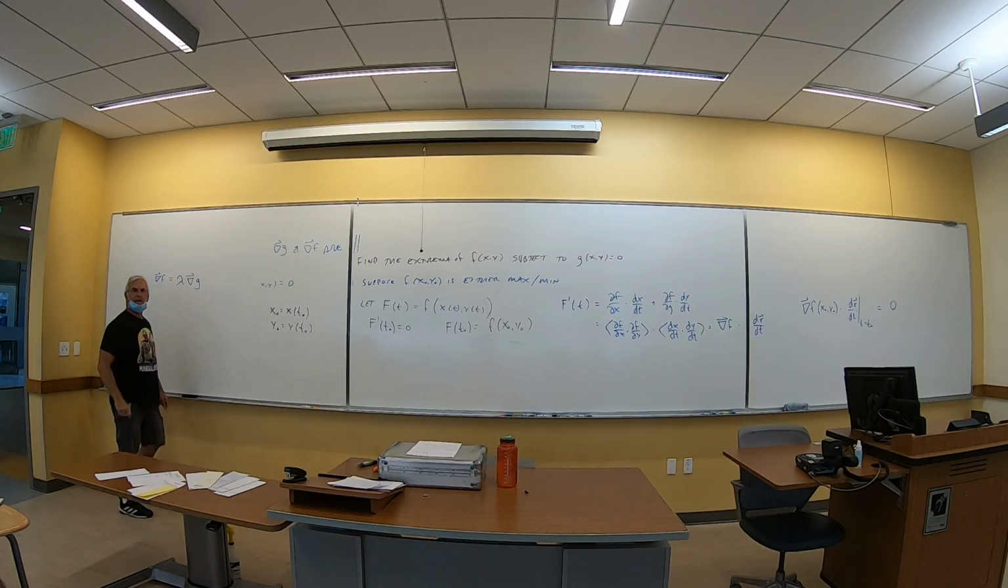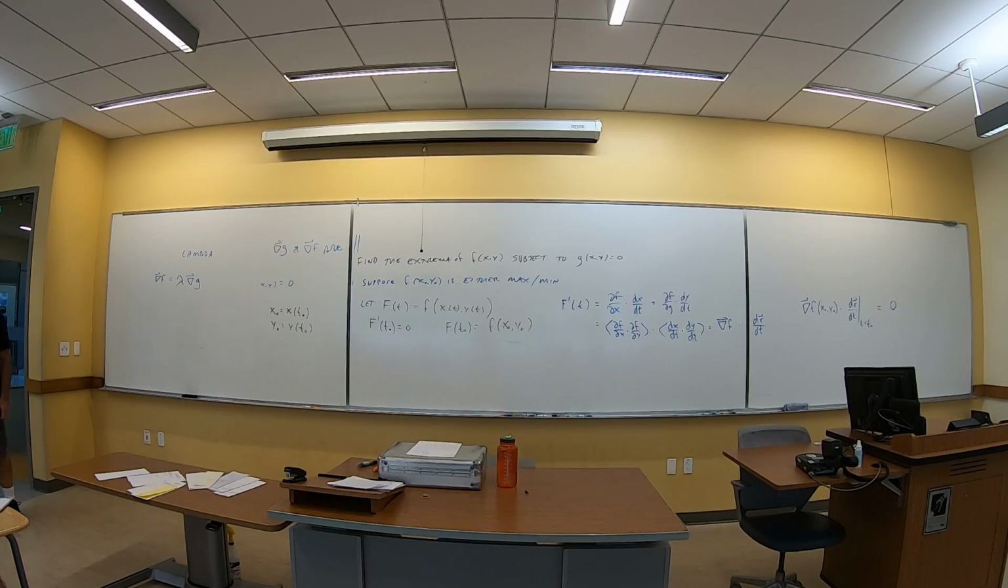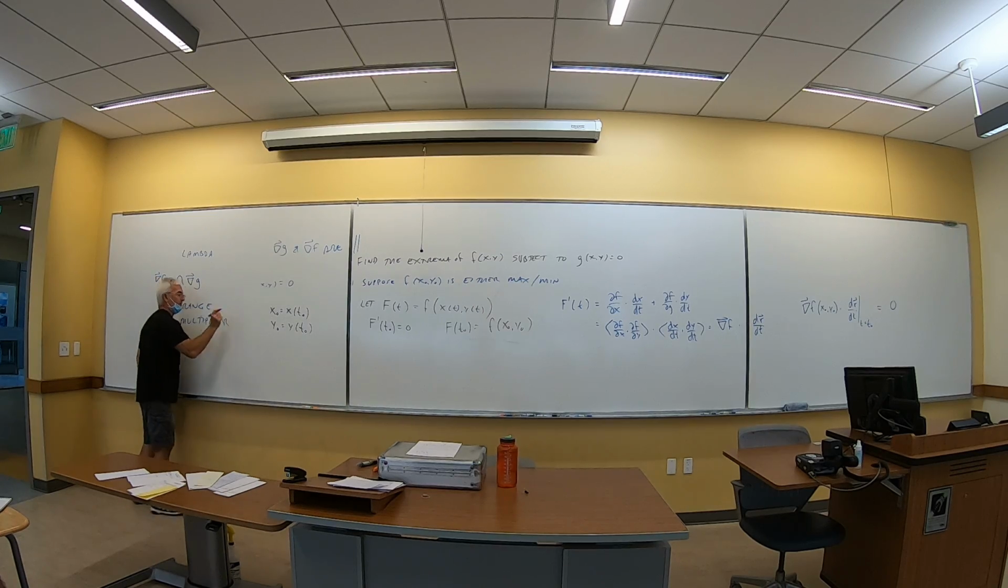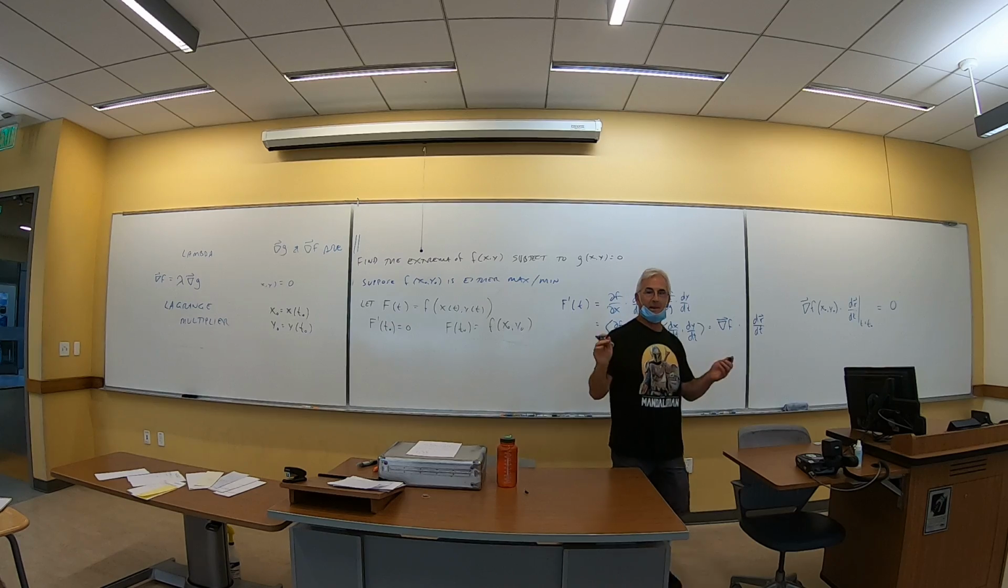Okay? This is the Greek letter lambda. L-A-M-B-D-A. The Greek letter lambda. Some of you may or may not have seen that before. Lambda is called the Lagrange multiplier. Okay, so you saw that name somewhere.